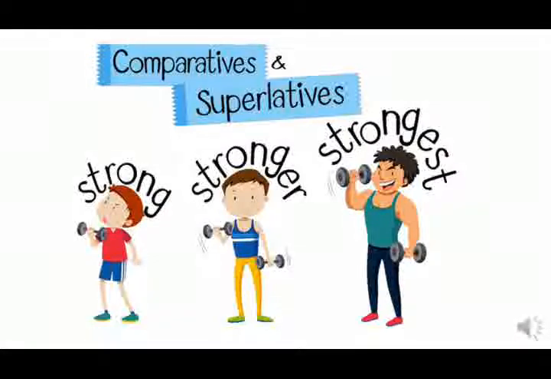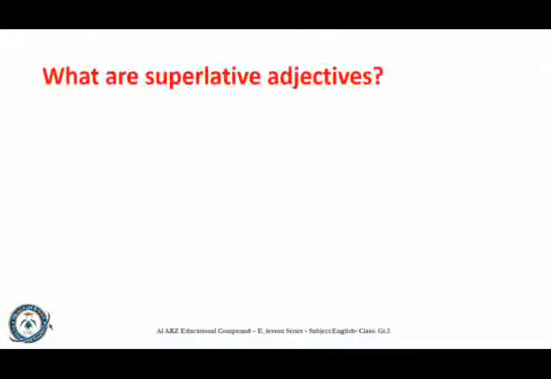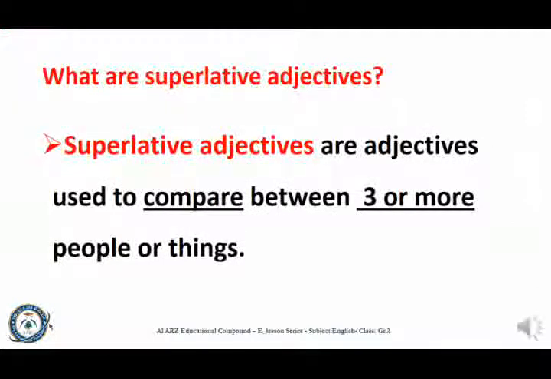Strong, stronger, strongest. Short, shorter, shortest. So what are superlative adjectives? Superlative adjectives are adjectives used to compare between three or more people or things. And the following sentences will help us understand well the concept of superlatives and to find out the spelling rule to form these adjectives. Let's get started.